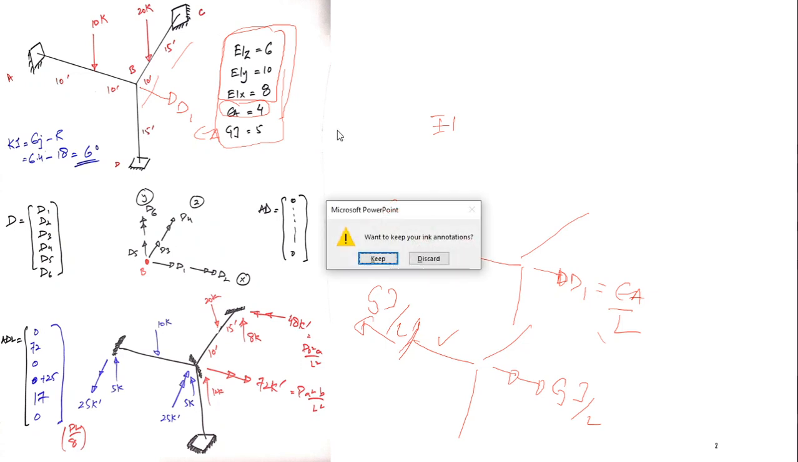So thank you very much. I'll try to post the other lecture now or tomorrow, and then we'll be able to know how to construct the stiffness matrix for a complex structure.